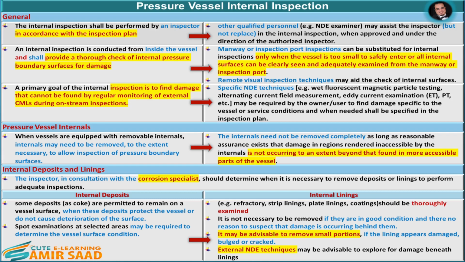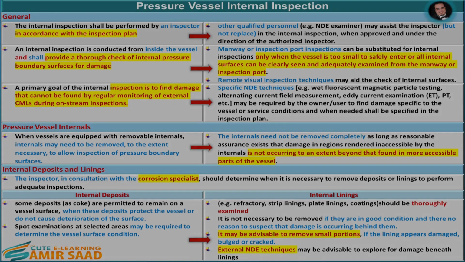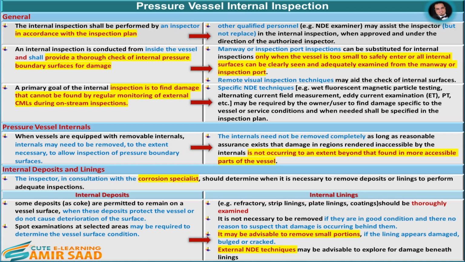A primary goal of the internal inspection is to find damage that cannot be found by regular monitoring of external CMLs during on-stream inspections. Specific NDE techniques, for example wet fluorescent magnetic particle testing, alternating current field measurement, eddy current examination, ET, PT, etc., may be required by the owner-user to find damage specific to the vessel or service conditions and, when needed, shall be specified in the inspection plan.